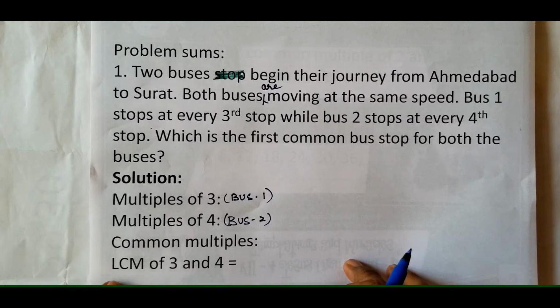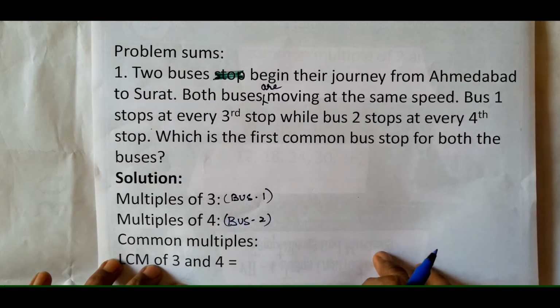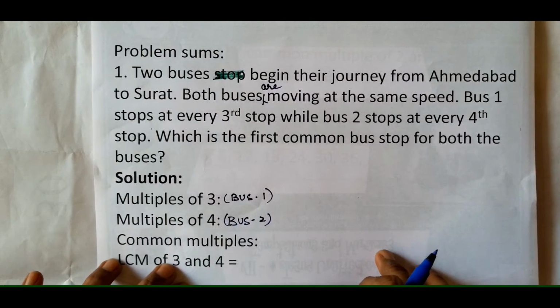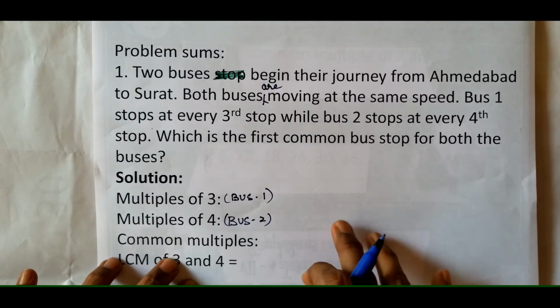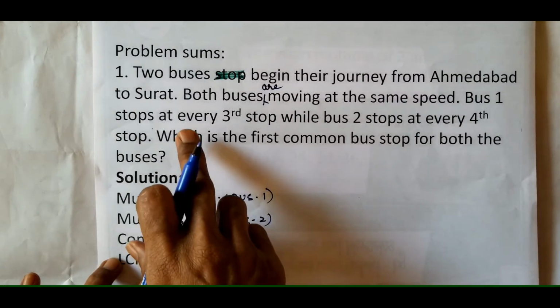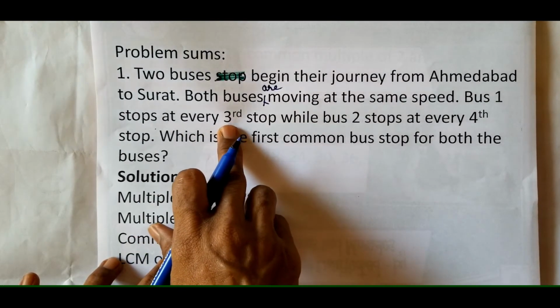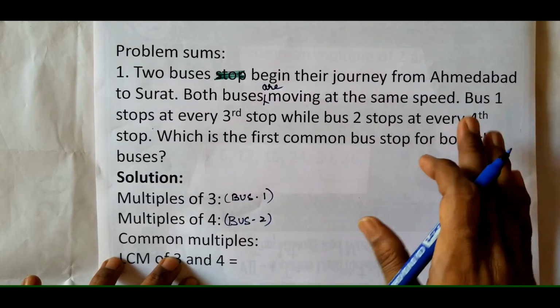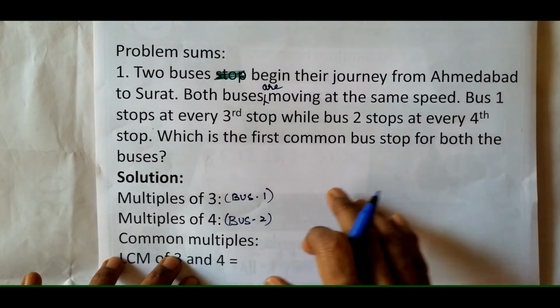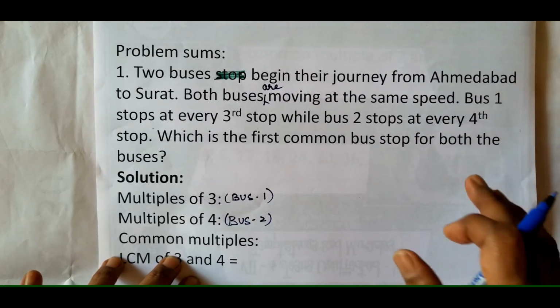Kids, remember the cat and the mouse question from our textbook, the first page. The cat could jump every 3 steps and the mouse could jump every 2 steps. This question is same as that. The first bus stops at every third stop. That is, it will first stop at third bus stop, then 6th, then 9th and so on. And the second bus will stop first at 4th bus stop, then 8, then 12 and so on.